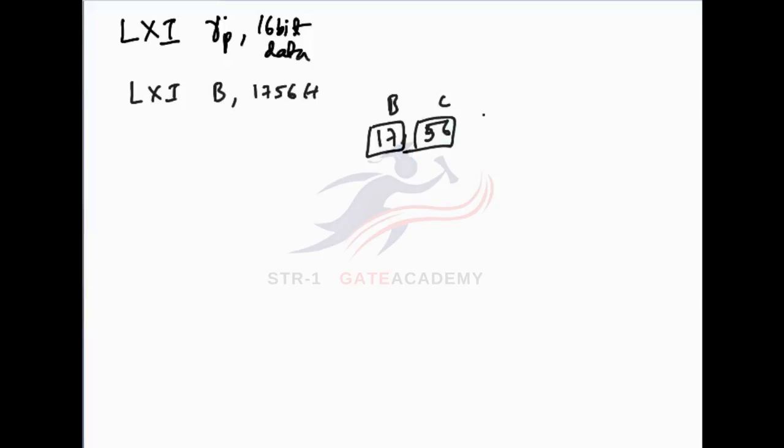Now, how many times does it perform an IO read operation? 2 times. That's why it requires 3 machine cycles. The number of bytes is a 3 byte instruction: 1 byte for the opcode and 2 bytes for the data. So 3 byte instruction, 3 machine cycles, and 10 T states. LXI means load immediate data into register pair.